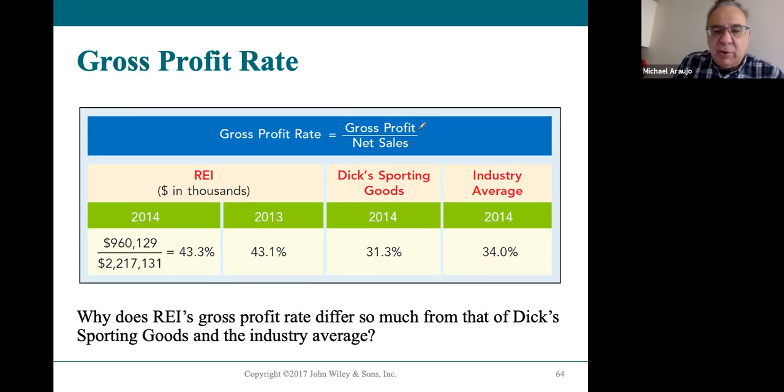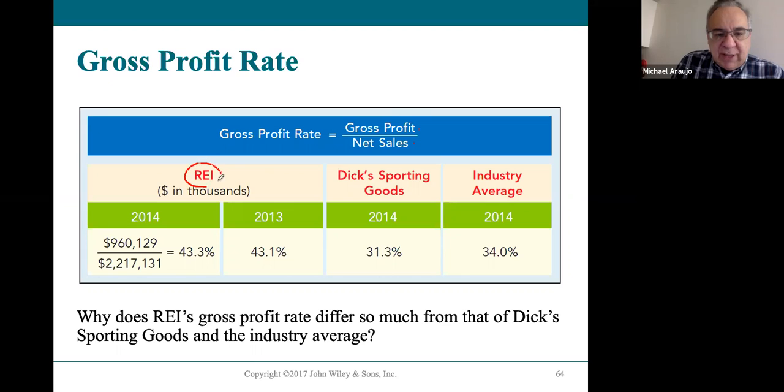These two numbers you can get right from the multi-step income statement. It starts with net sales, and then they calculate the gross profit for you. But what if you didn't have a multi-step income statement? How could you get the gross profit? Well, you start with the net sales and subtract out your cost of goods sold, and what's left is your gross profit. So either way, you can figure out the gross profit, and thus the gross profit rate.